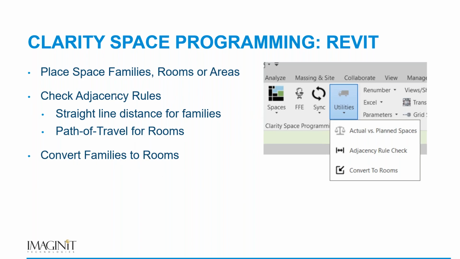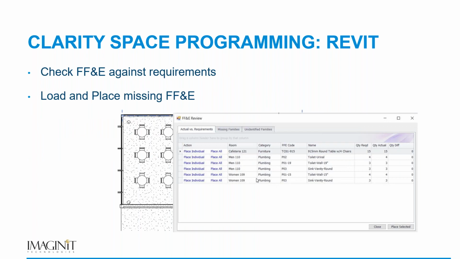And then tools to help you get to that point. So when you start, you're working with just, say, mass families or something like that. But if you'd like to convert to rooms and have us try to give you a quick conversion, including making the walls and that kind of thing, we can do that. And then finally, FF&E requirements.